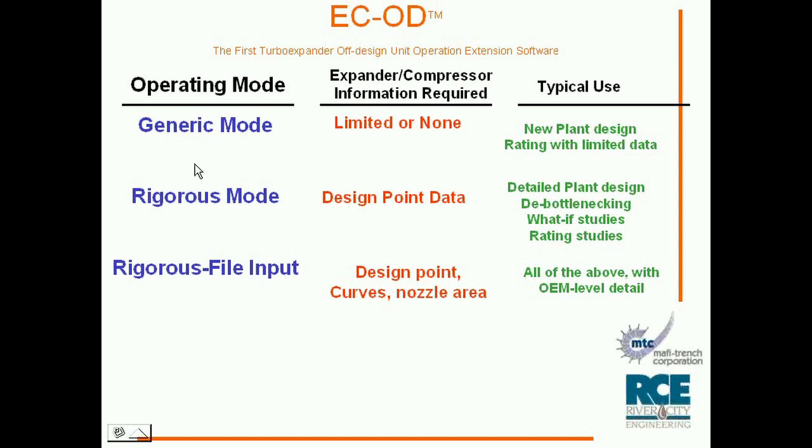When an existing or quoted machine is being modeled, sufficient data will be available to run ECOD in the rigorous mode. In this case, such things as design speed, impeller diameter, and inlet guide vane area may be known. Rigorous file input mode is run when the user has obtained a data file from the turboexpander OEM and has accurate compressor performance curves, inlet guide vane area, surge point, flange sizes, and expander impeller diameter. This will give the most accurate results for modeling an existing machine and also minimizes the input required by the user.